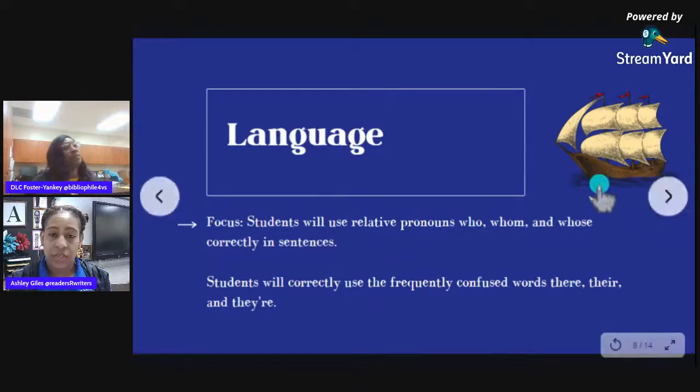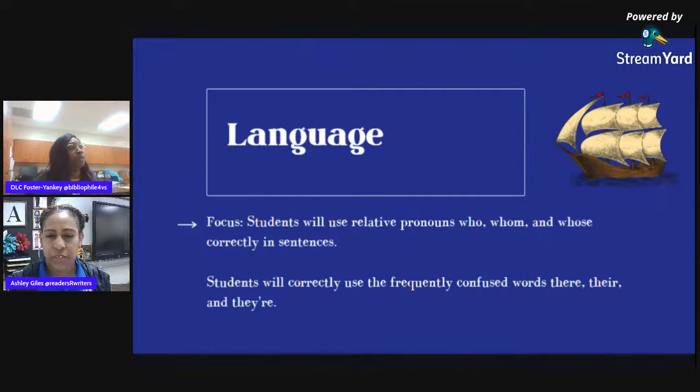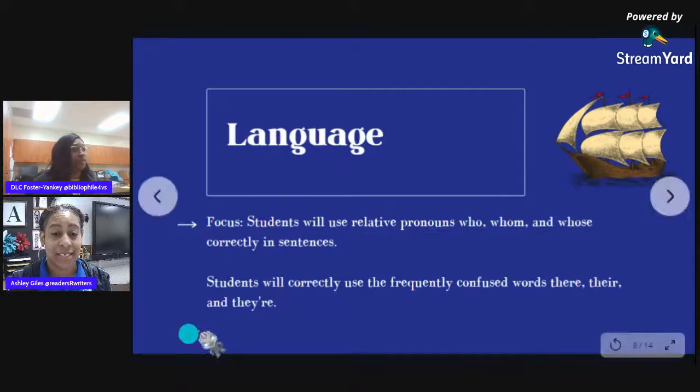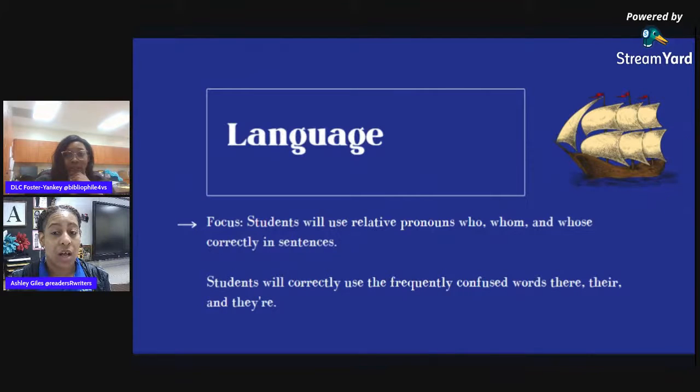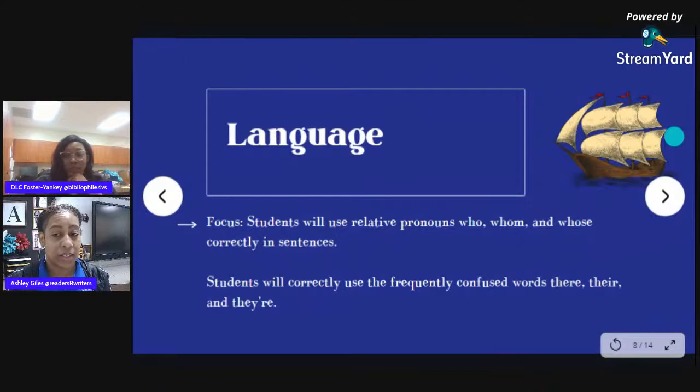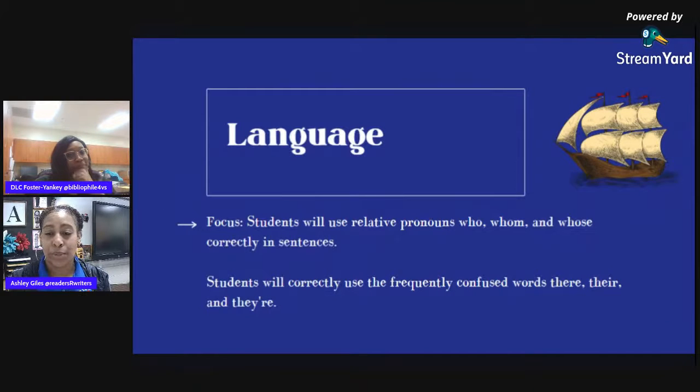Okay, and then that brings us to our language components, which the focus will be for the grammar. Students will use relative pronouns who, whom, and whose correctly in a sentence. And they will also need to know how to correctly use these commonly confused words, there and their. I will say personal connection, the who, whom, and whose.